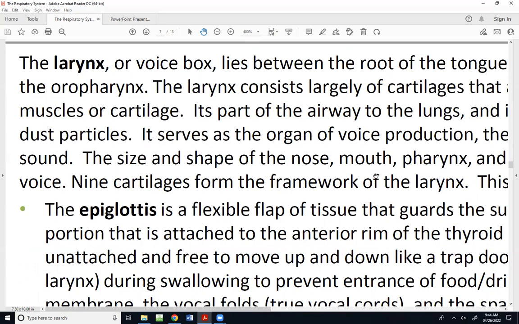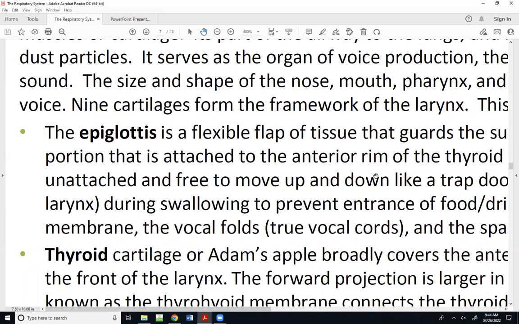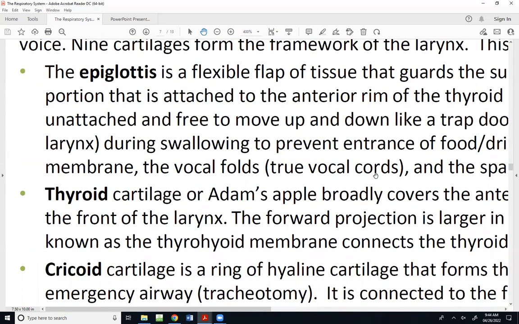Like the pharynx, we have a more common term for the larynx. What we would commonly call our larynx is our voice box. Our sounds are created.